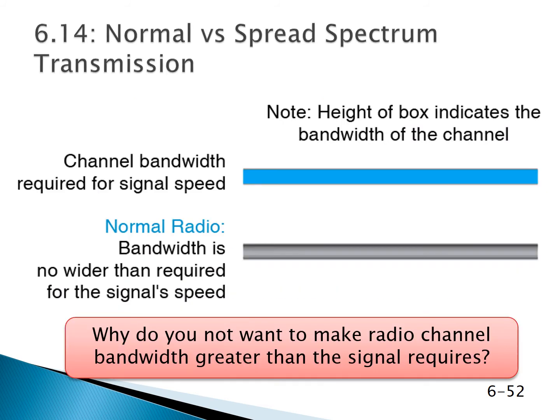The idea is like this. Normally, if the channel bandwidth required for the signal speed is this, in this diagram you use the height of the box to indicate the bandwidth of the channel. Then the bandwidth that you assign is no wider than that required for the signal speed. Basically, we just use the same bandwidth without any buffer. So why do we not want to make the radio channel bandwidth greater than the signal requires? Of course, if we do not make it bigger, that means we can have more channels.